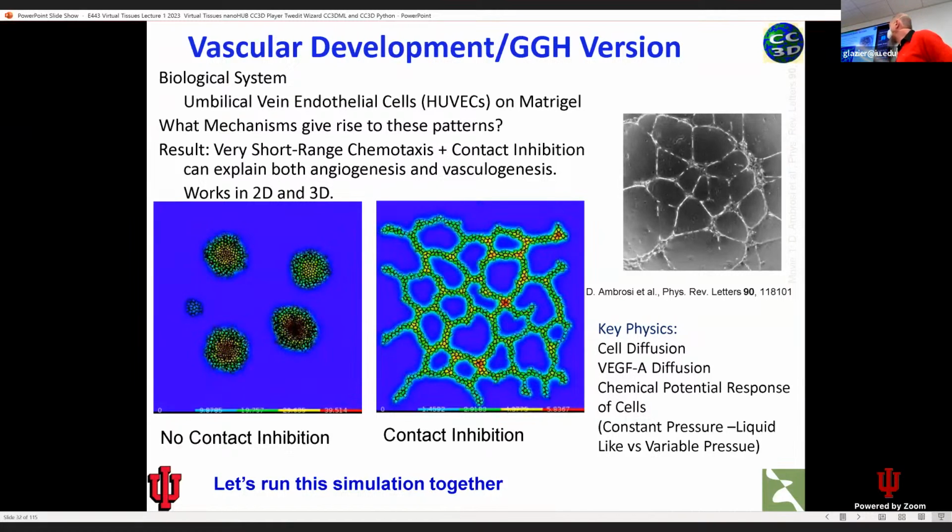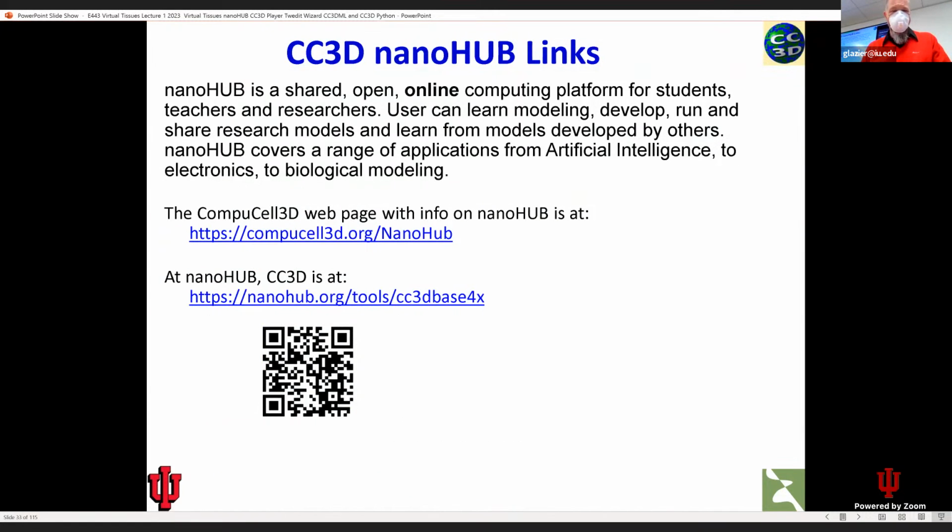Here, what we see are two simulations. On the right, the cells secrete the chemical, they respond to the chemical, but the surfaces where the cells touch each other don't see the chemical. On the left, all the surfaces of the cell see the chemical. The only difference is whether all the surfaces of the cell see the chemical or only the free ones. And you see in one case you get blobs of cells. In the other case you get that vascular tree. So let's run that simulation together.